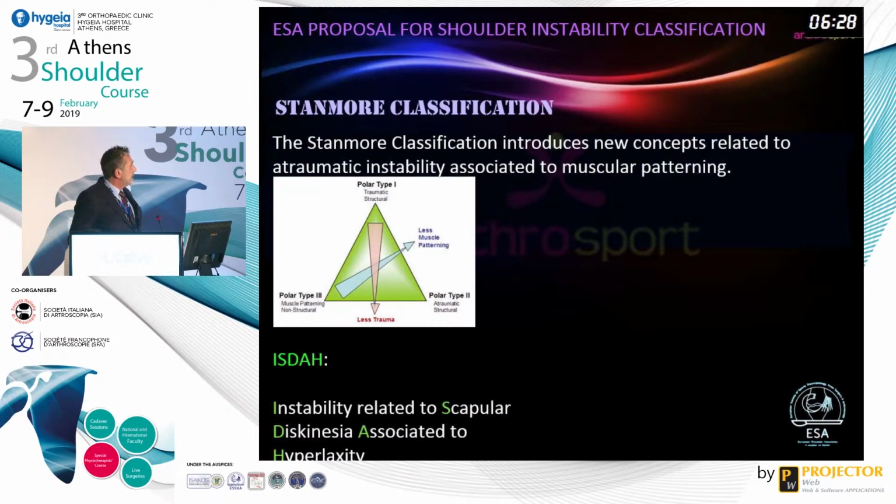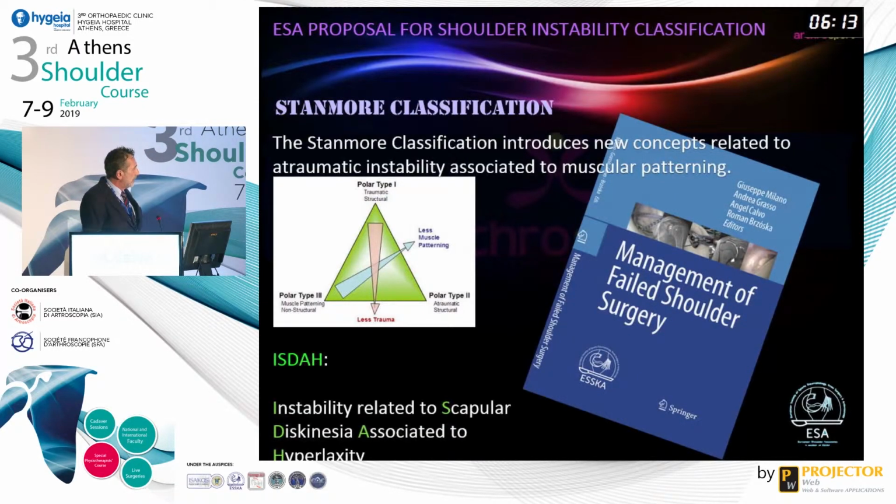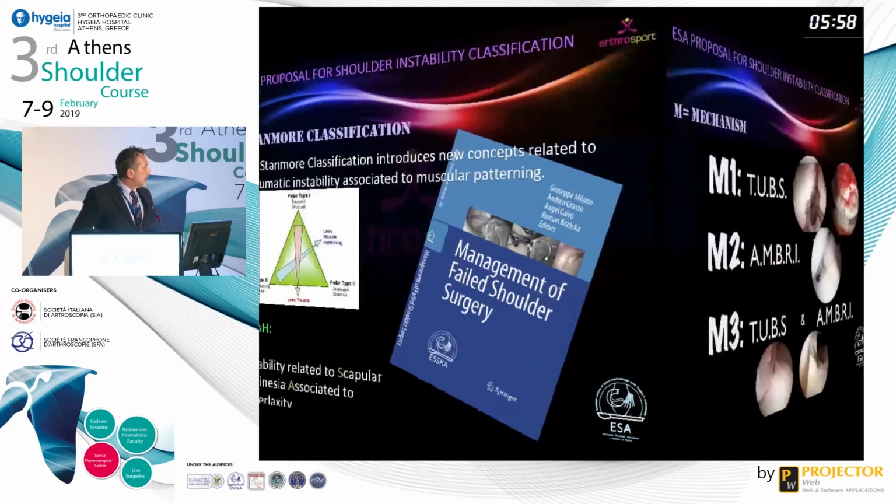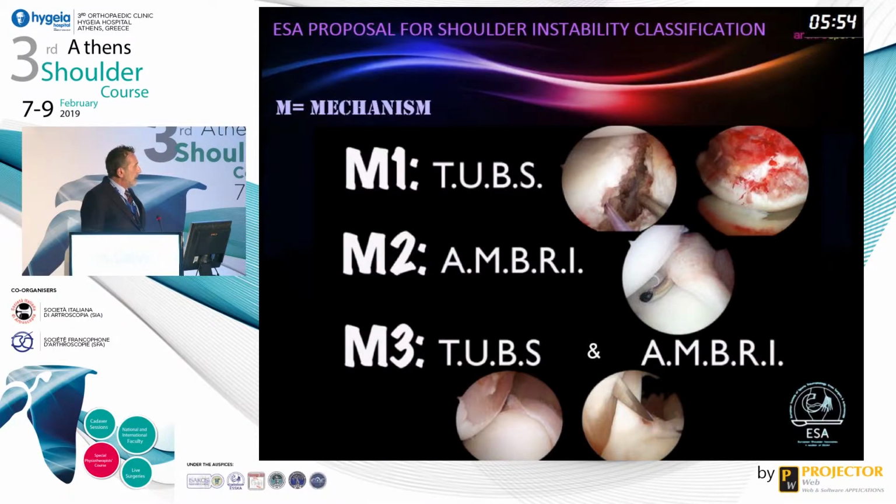Stanmore introduced some years ago a new classification and a new concept related to atraumatic instability associated to muscular patterning. And we described this type of classification in the last book of the ESSKA group, the ISDA: the instability related to scapular dyskinesia associated to hyperlaxity. This association between dyskinesia and hyperlaxity can create a special type of instability. And this is our proposal. We are working on this classification. The mechanism is very easy: traumatic instability, atraumatic instability, and a traumatic event in a hyperlax patient.